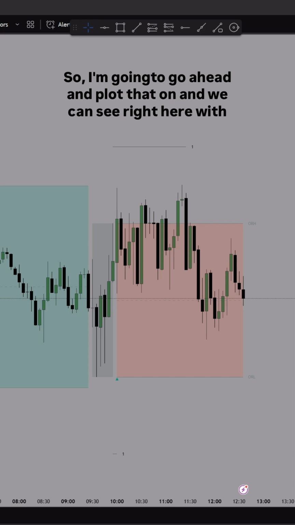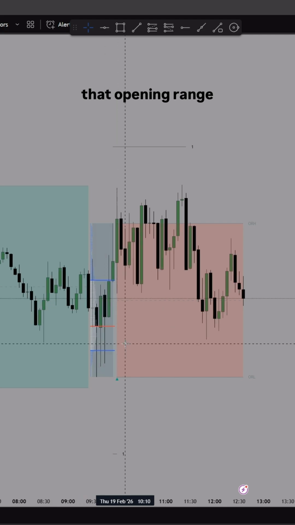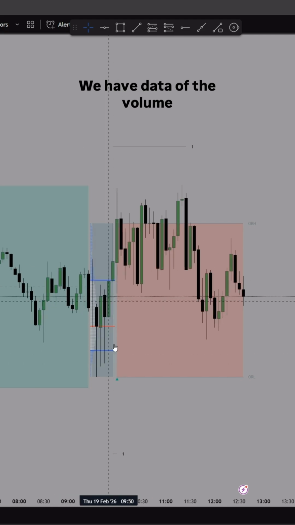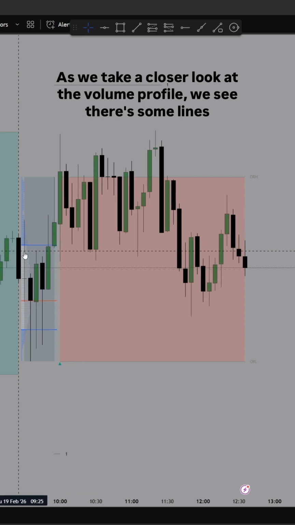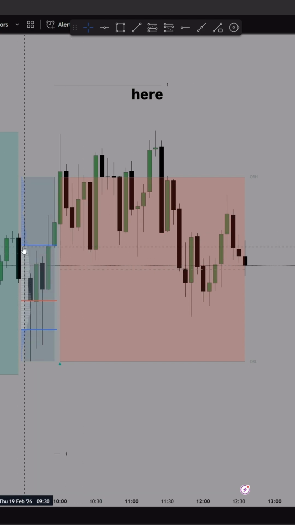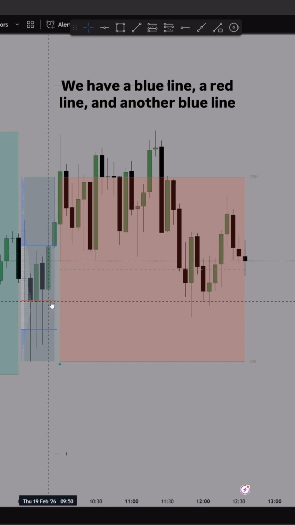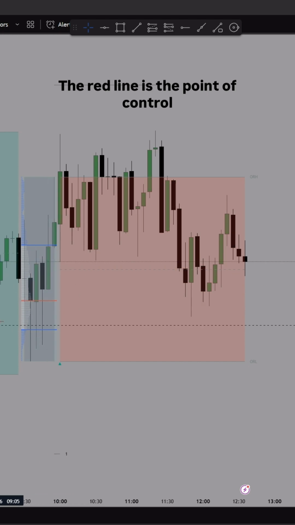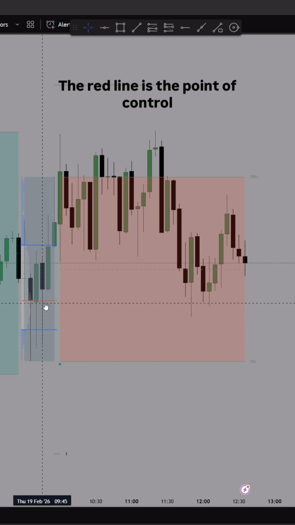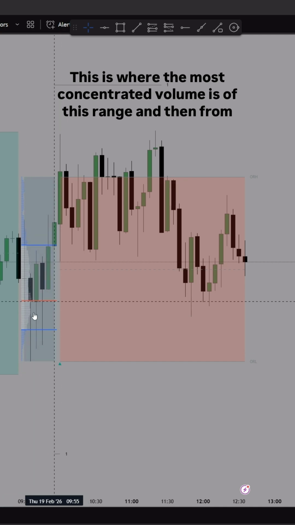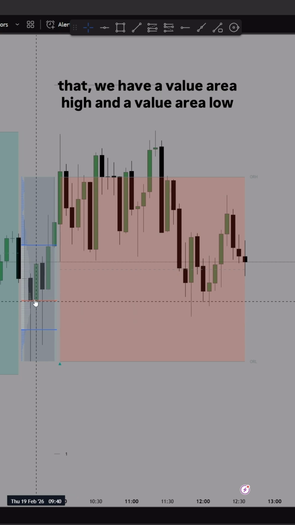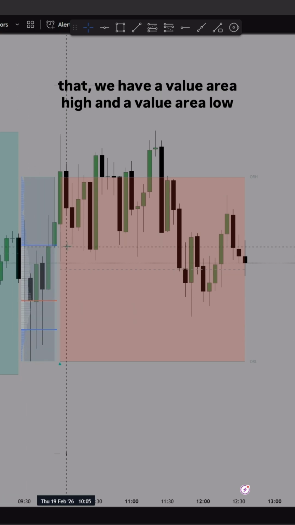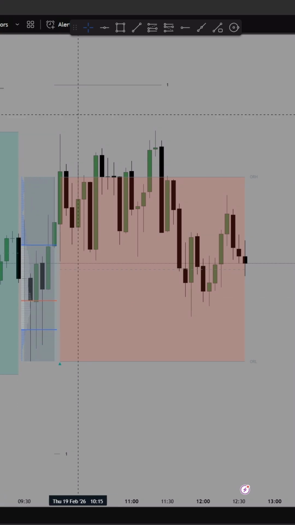I'm going to go ahead and plot that on, and we can see right here with that opening range, we have data of the volume. As we take a closer look at the volume profile, we see there are some lines here. We have a blue line, a red line, and another blue line. The red line is the point of control. This is where the most concentrated volume is of this range. And from that, we have a value area high and a value area low.